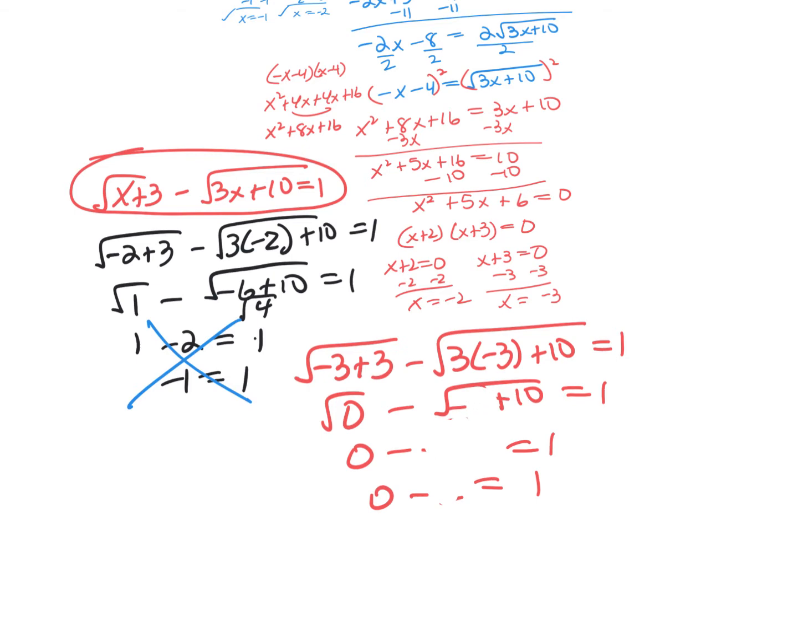3 times 3 is 9, or -3 times +3 is -9. So then this is the square root of 1, which is 1. And again, -1 does not equal 1. So again, this would be no solution. These are both extraneous.